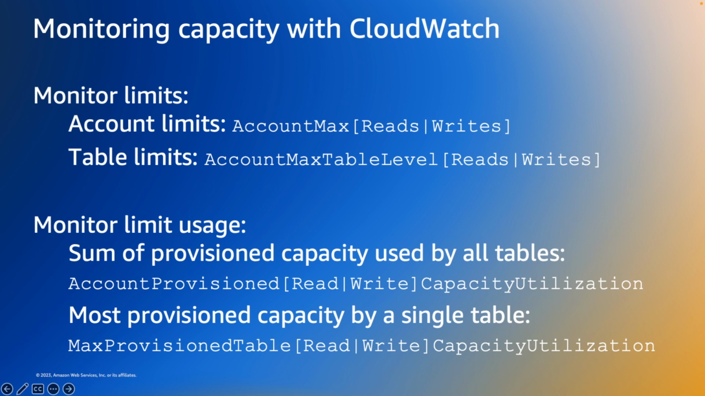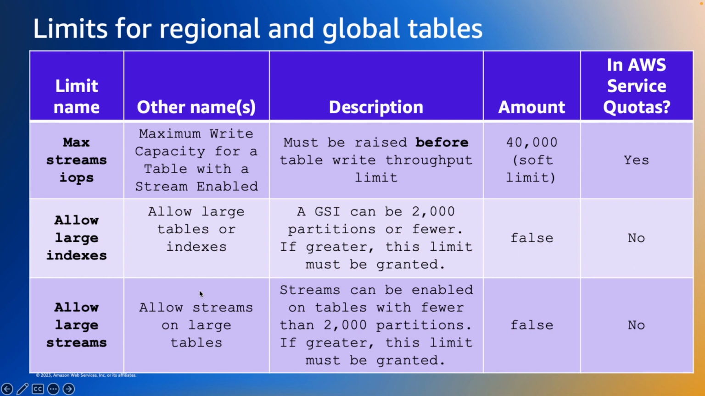By the way, if you want to figure out your percentage of usage, you can do some metric math in CloudWatch and do some quick division, say between your account limits, account max reads, and account provisioned reads. And be aware, these are for provisioned tables. So technically your table limit is your table limit for provisioned and for on-demand. But your provisioned capacity and the limit usage, this is all with the provisioned capacity mode. If you don't know the difference between those two, we will talk about that a little bit later on.